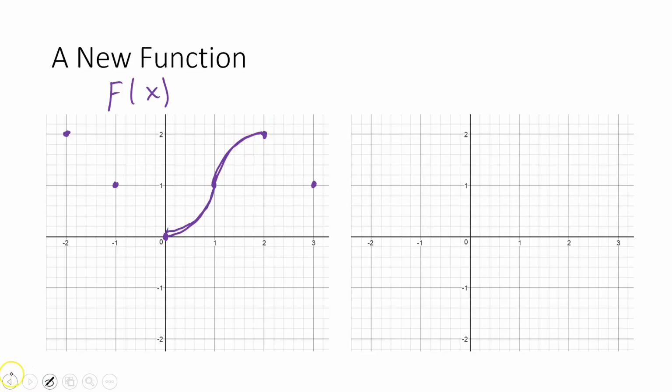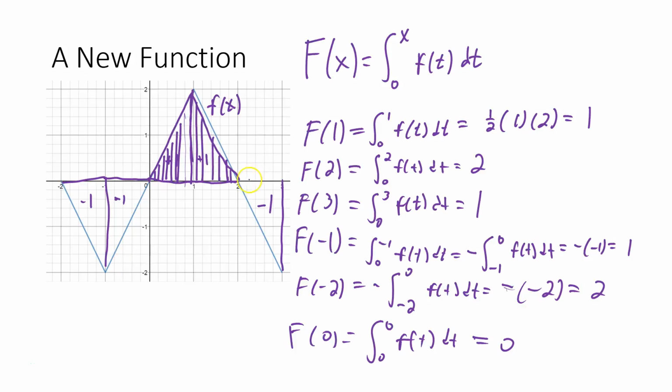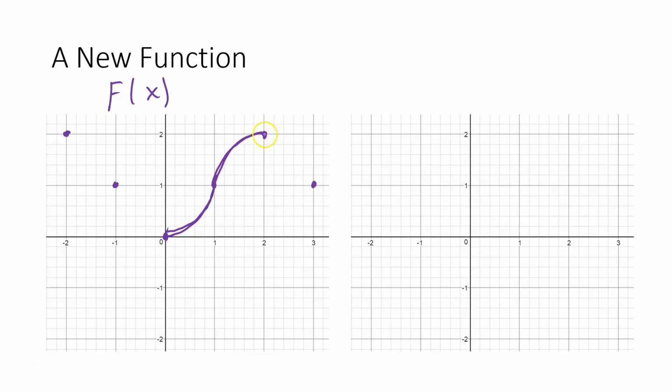And then between 2 and 3, we're actually getting negative values. We're losing ground on F because we have these negative values going down. So what that means is it's going to go down like this.